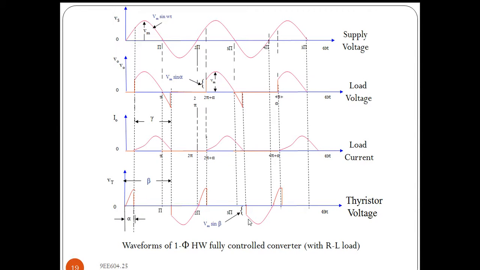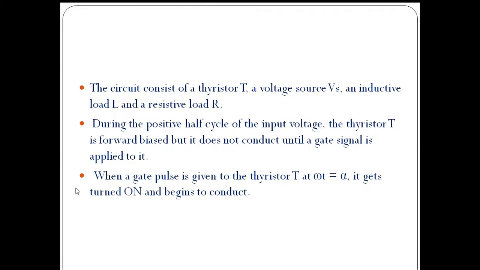So this is the output thyristor voltage across the SCR. So these are the different waveforms. The circuit consists of a thyristor and a voltage source, an inductive load L and a resistive load R.